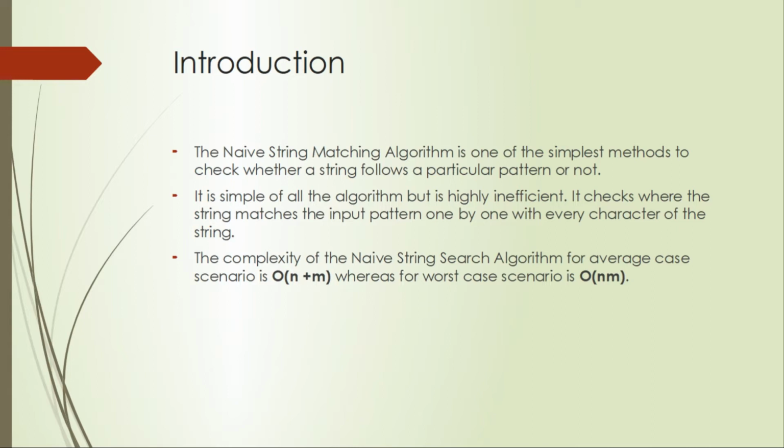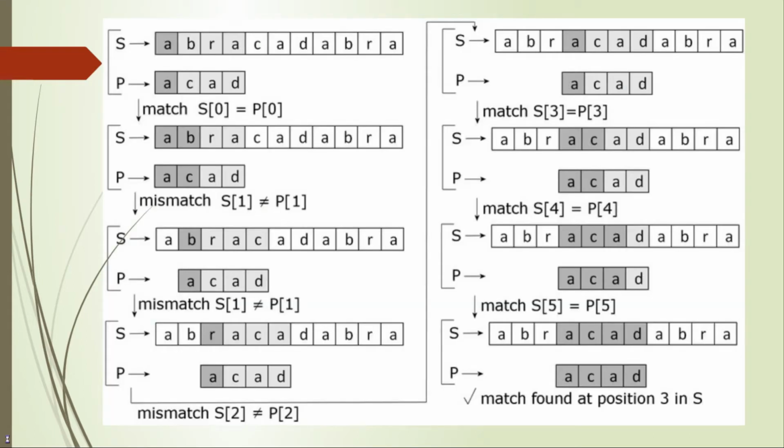Talking about the complexity of this algorithm, the average case is order of n plus m, where m is the size of the pattern and n is the size of the main string, whereas the worst case scenario is order of n into m, n multiplied by m. So this algorithm is generally used for smaller texts. If you have a very large text, then this becomes highly inefficient. So for smaller text, this algorithm can be used. All right, so let's see an example.